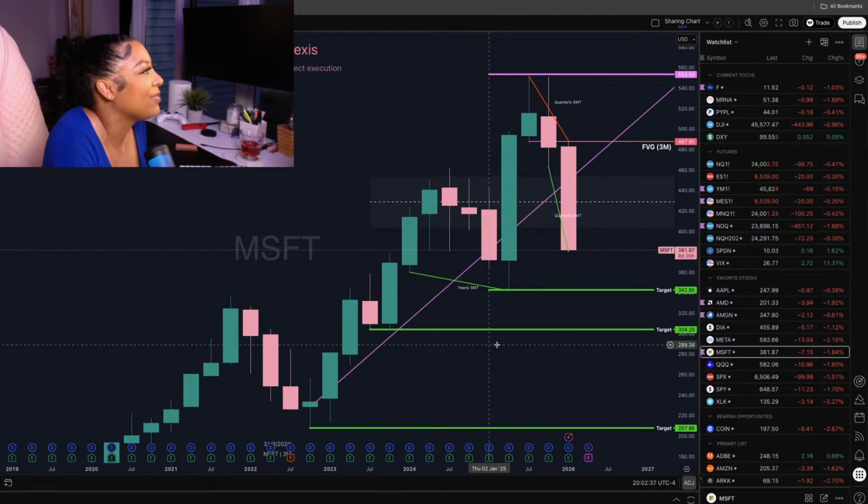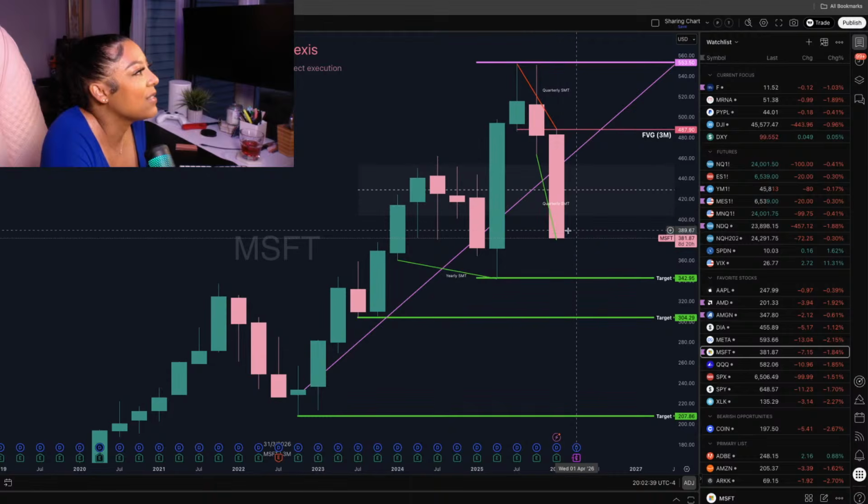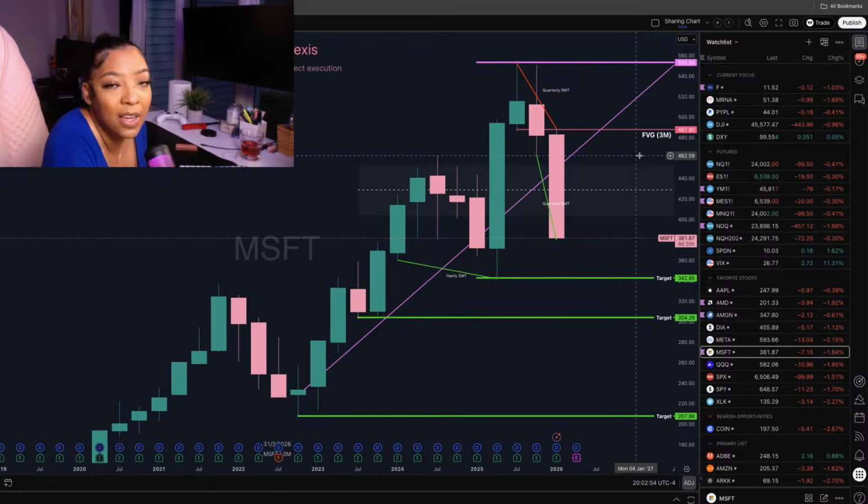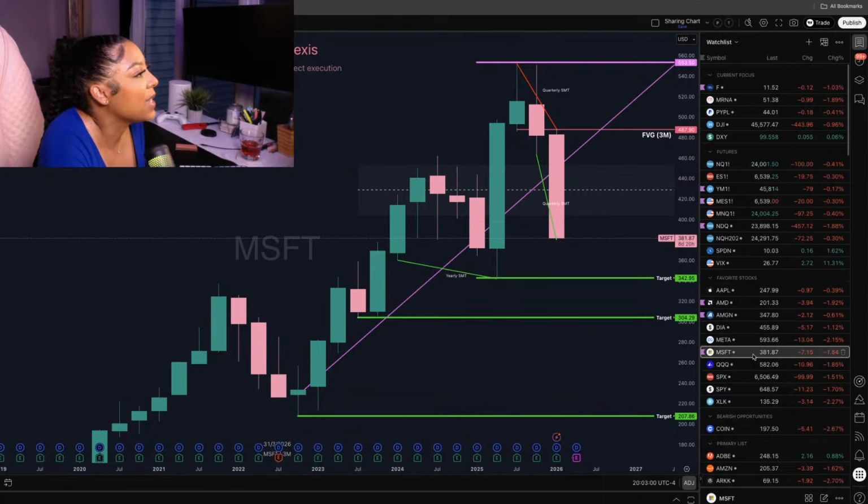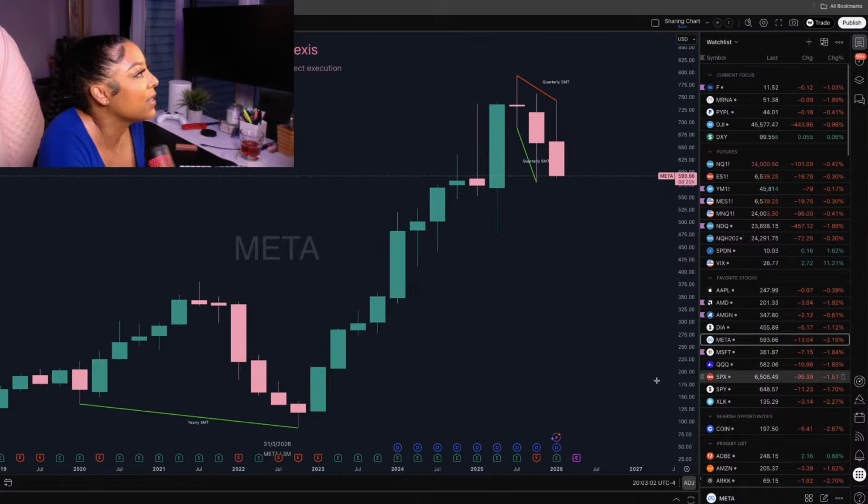Bro, we have 8 days for Microsoft to pull that body up. It basically needs to move up like $60 in the next 8 days. And honestly, it would be even better if it respected this fair value gap. So basically it would have to make a huge move back up. This is what I'm talking about when I say I'm concerned.